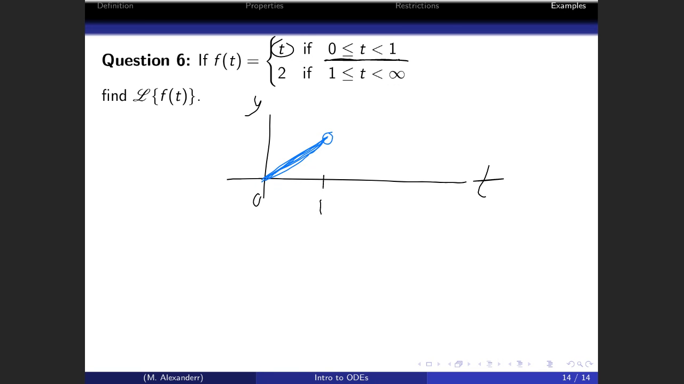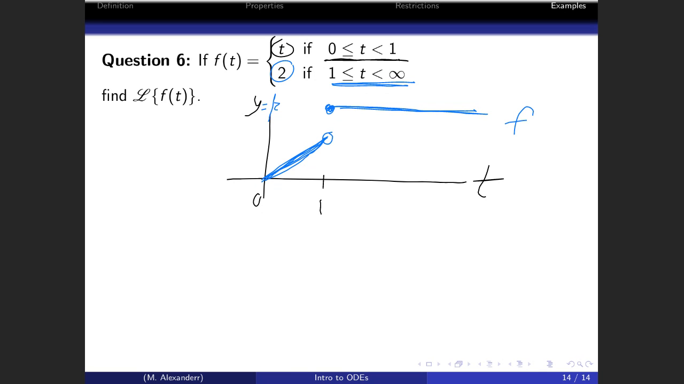And now from 1 forward, so in t between 1 and infinity, the y value is equal to 2. And so that means that you have this straight line at the height of y equal to 2. And that is the graph of the function f. So this function f is a piecewise function. How many pieces does it have? It has only 2 pieces. You can actually count them with your hand.